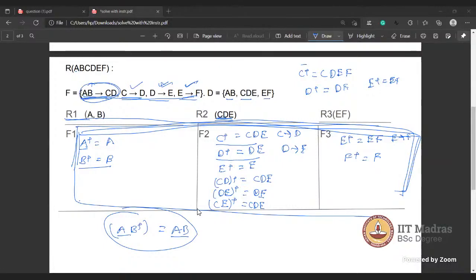Okay. I mean, there is no linking between AB and others. Okay. Thank you, sir.